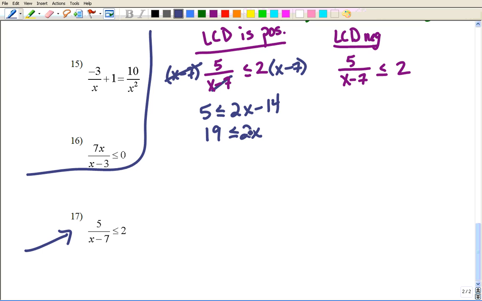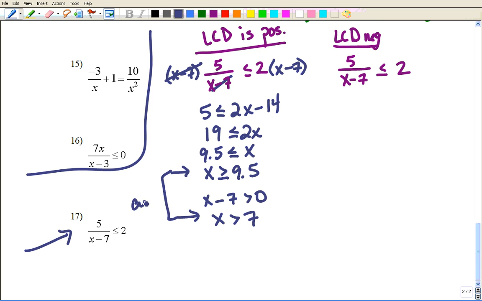If I divide by 2, I'll get 9.5 is less than or equal to x, but I'm going to rewrite it so that the x is in the front. So I have x is greater than or equal to 9.5. There's the first part. But this is where the denominator is positive, so I need to take that x minus 7 greater than 0, since this is positive, and I'll get x is greater than 7.